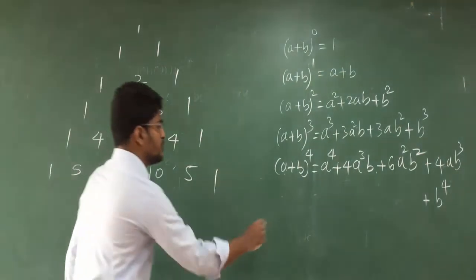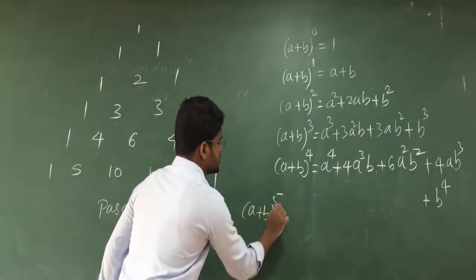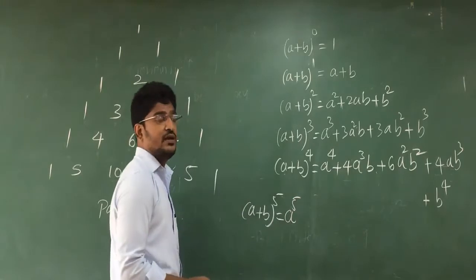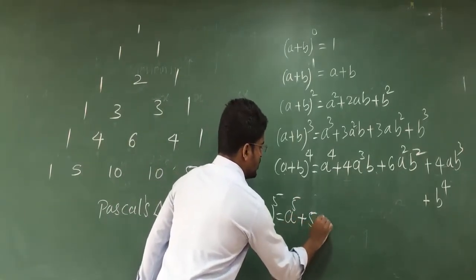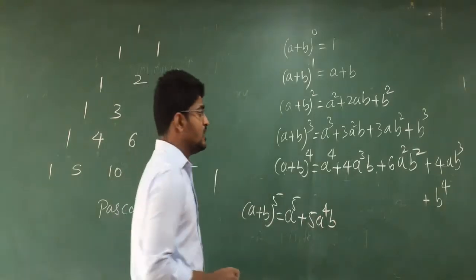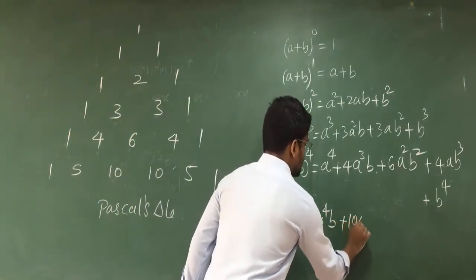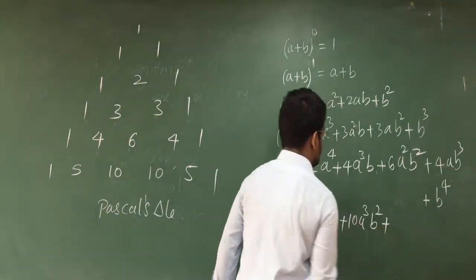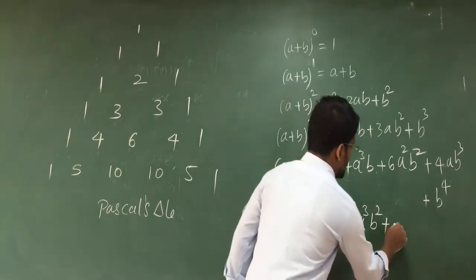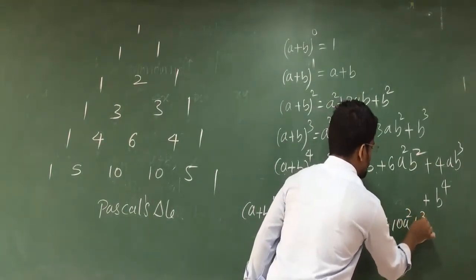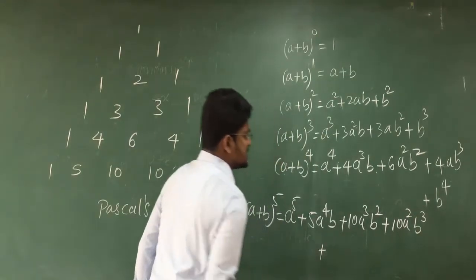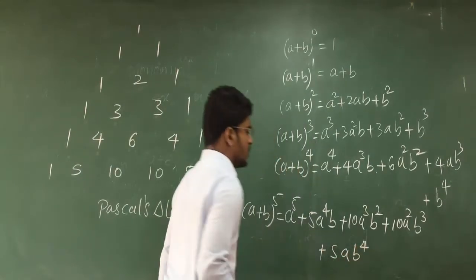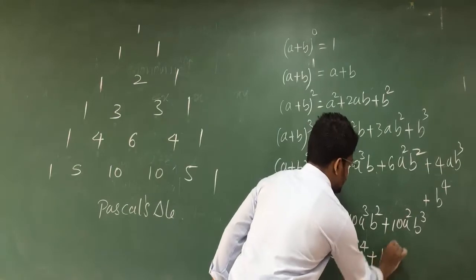See, I can write (a + b) whole to the power of 5 also. How will I write? Please say it. (a + b) whole to the power of 5. That is, first term a to the power of 5. Next term 5 a to the power of 4 into b. Next term 10 a to the power of 3 b square. Clear? Next 10 a to the power of 2 b to the power of 3, plus, next I am going to write 5 a b to the power of 4, and last term will be b to the power of 5.